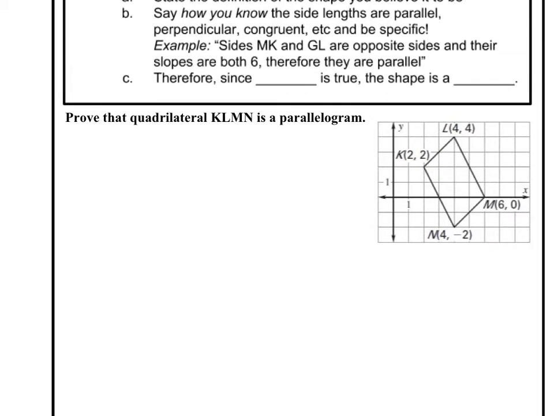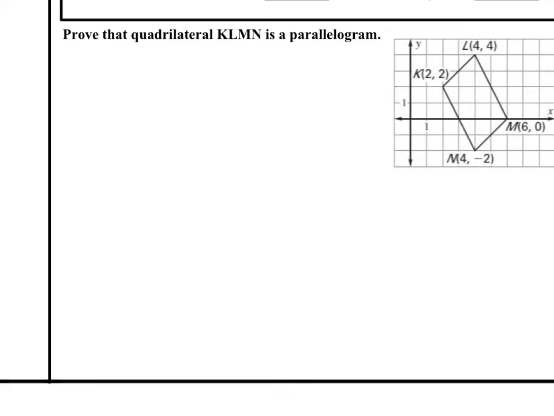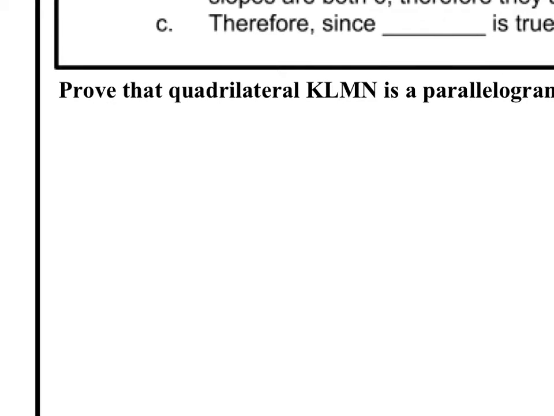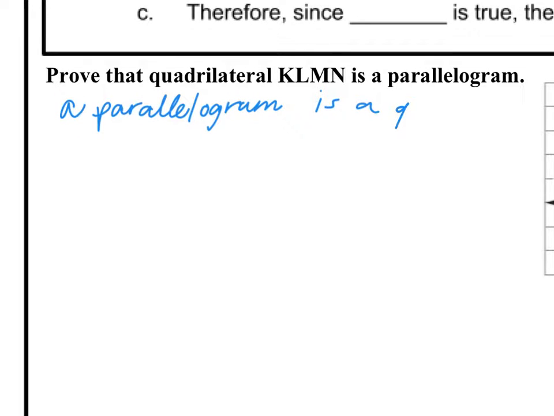Okay. Prove that quadrilateral KLMN is a parallelogram. Start by saying the definition. We just wrote it down. A parallelogram, don't write too big because you're going to need some space. Parallelogram is a quadrilateral with opposite sides parallel. That's like your given statement.